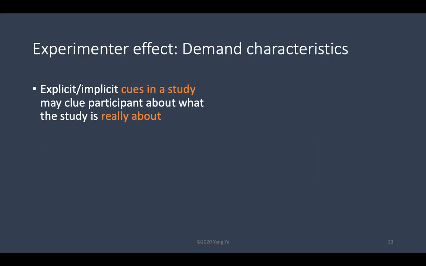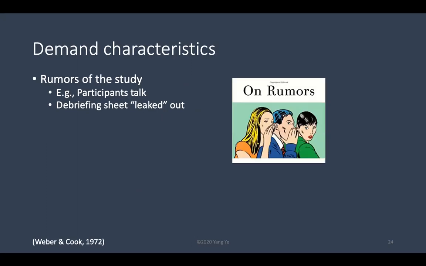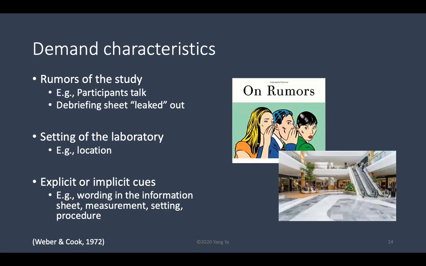There are also demand characteristics that come from cues in the study that might tell participants what the study is about. The question is, if participants know the purpose of the study, could they change their behavior in a way that confirms or disconfirms the hypothesis? This can come from participants talking about rumors of the study, or showing the debriefing sheet to future participants, or the location of the study, or other explicit or implicit cues such as the wording in the questionnaire.